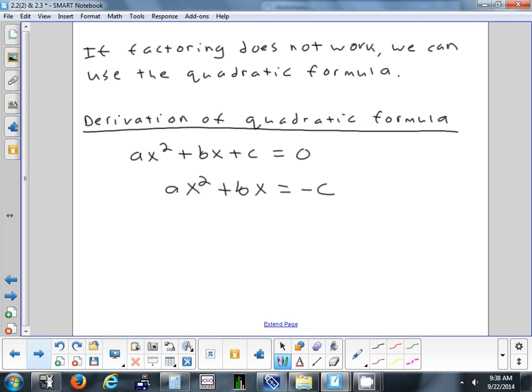Okay, what else when you complete the square? The coefficient of x squared has to be what? Has to be 1. How would you make that a 1? Divide by a. Yes, divide everything by a. So now those cancel out. x squared plus b over a x, leave a little bit of space because we're going to complete the square, equals negative c divided by a.